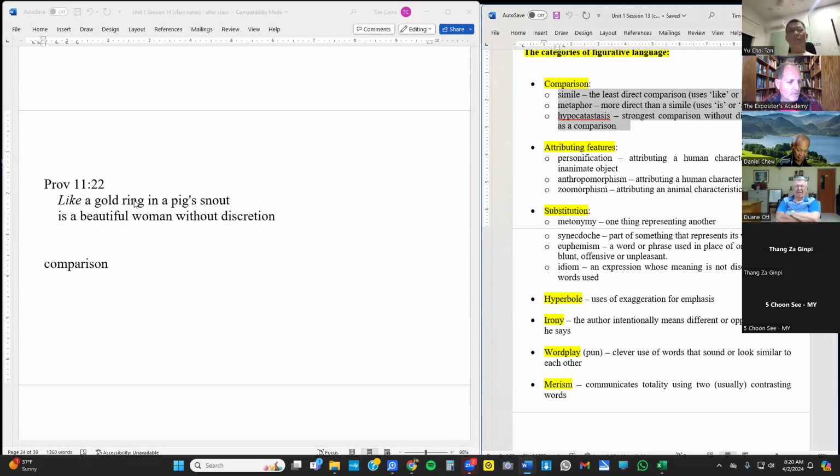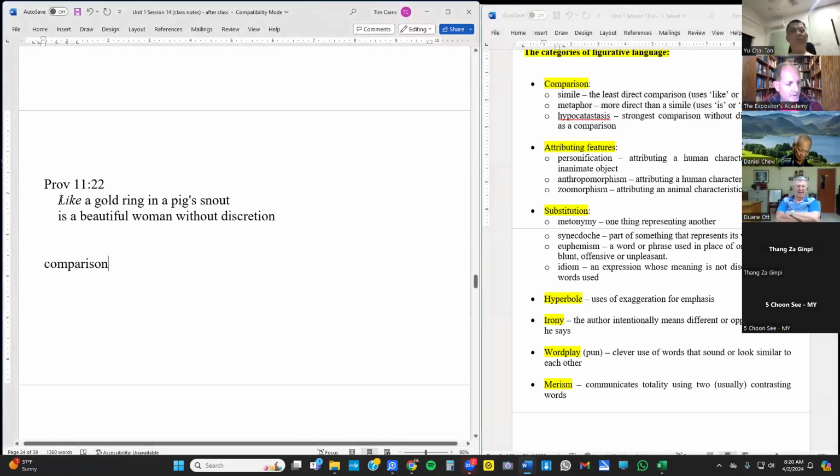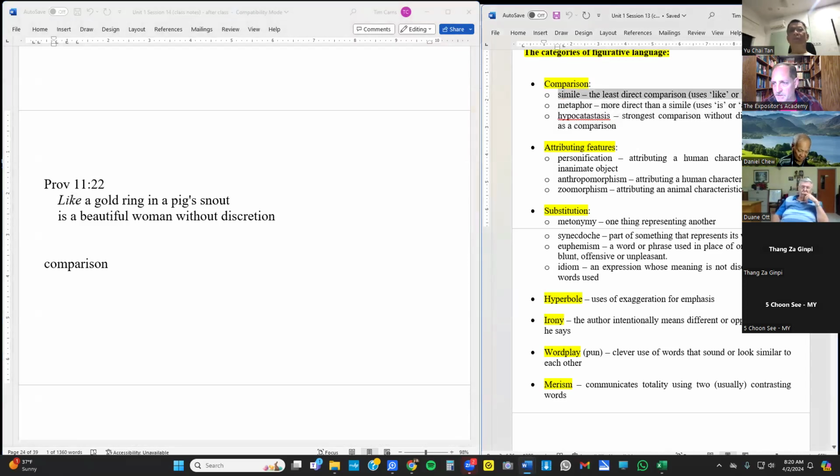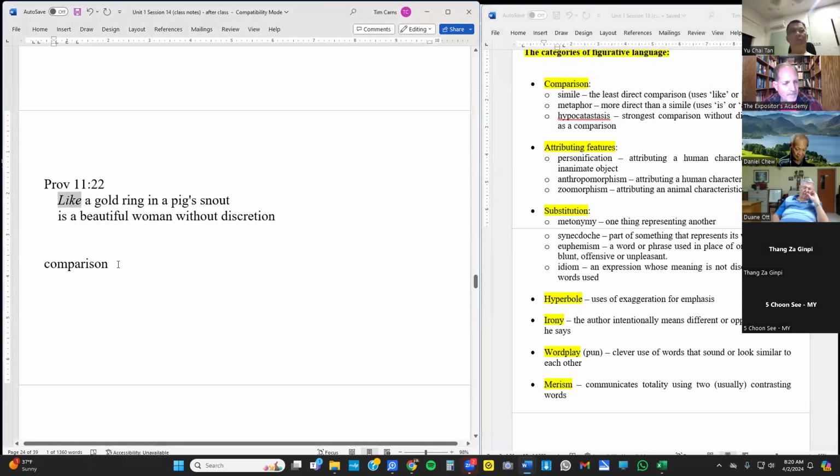Well, notice here the word like is used at the beginning, like a gold ring. Normally that's the simile, because it uses the word like or as to make the comparison. Well, that's a good observation. So first, it looks like a simile, right? Because it says like a gold ring. So a beautiful woman is like a gold ring in a pig's snout.